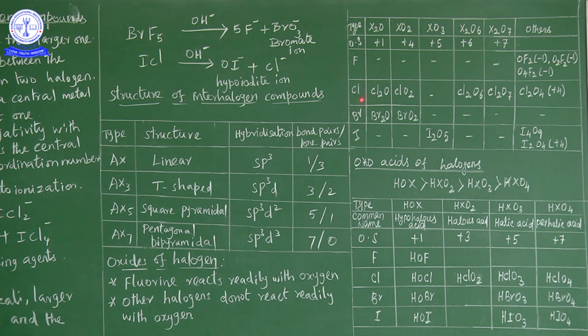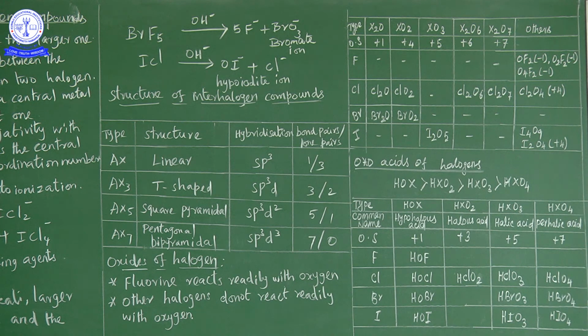Chlorine reacts with oxygen and forms oxides: Cl2O, ClO2, Cl2O6, Cl2O7 and Cl2O4. The general form is X2O, where X is a halogen. The oxidation states are given. In Cl2O, the oxidation state of chlorine is +1. In ClO2, it is +4. In Cl2O6, it is +6. In Cl2O7, it is +7. In Cl2O4, it is +4.